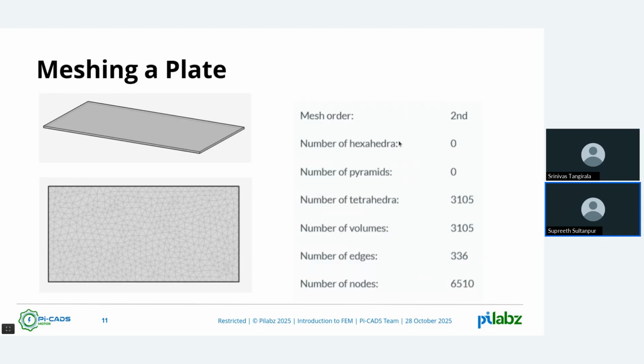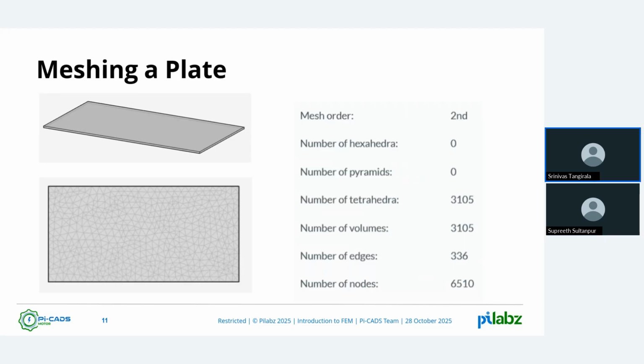Any meshing software you look at will usually give you something called mesh statistics. So you can look at how many nodes are there, how many edges are there. Some meshing software can also tell you if there are any problematic cells that you need to avoid, that you need to remesh, stuff like that.